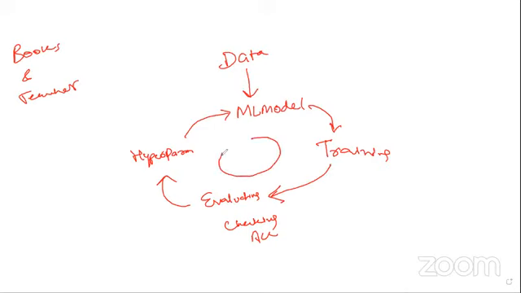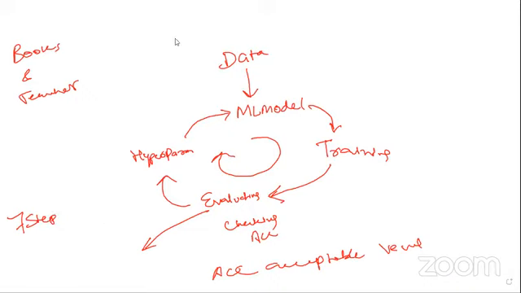So same thing will go continuously till our accuracy will reach the acceptable level. When our accuracy reaches the acceptable level, we will move out, and we will reach the seventh step. And that is prediction.